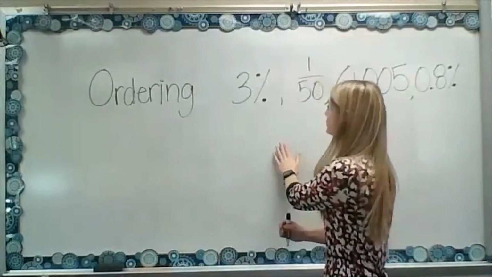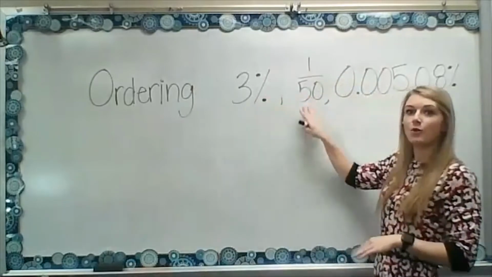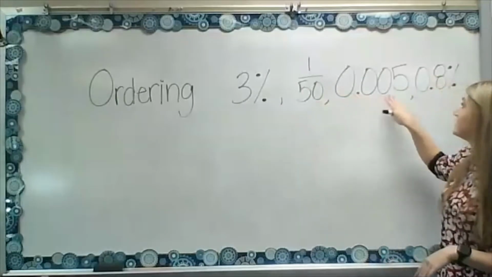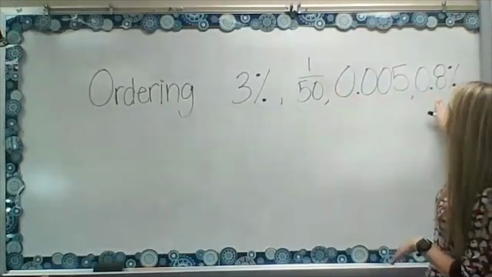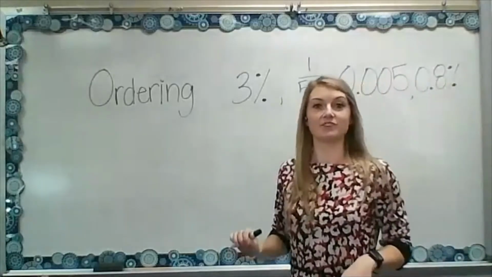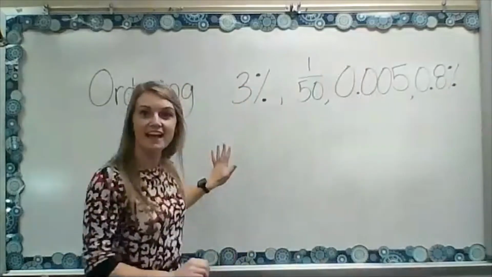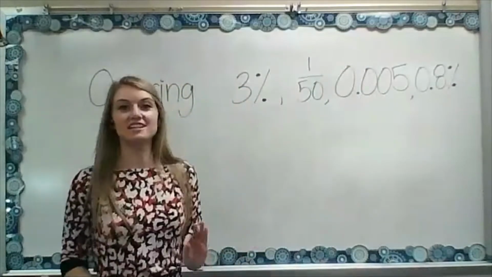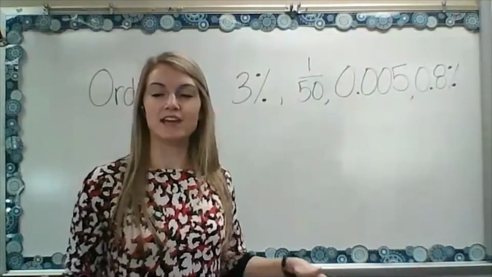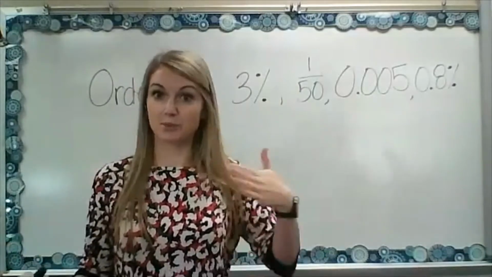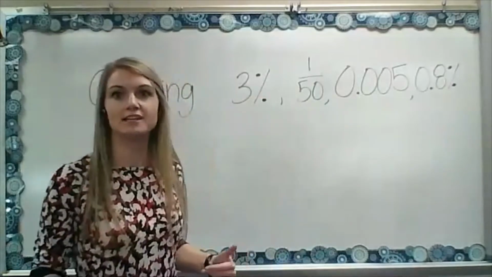Okay, so in order to do that, we're taking these numbers. I have 3%, 1/50th, 0 and 5 thousandths, and 0 and 8/10ths of a percent. 1, 2, 3, 4 numbers that I have to put in order from smallest to biggest. And you're looking at this like, oh boy, how do I do that? Just like comparing, if we turn all of these numbers into decimals, it becomes very easy to put them in order, okay? So beneath each one, I'm just going to turn them right into decimals.